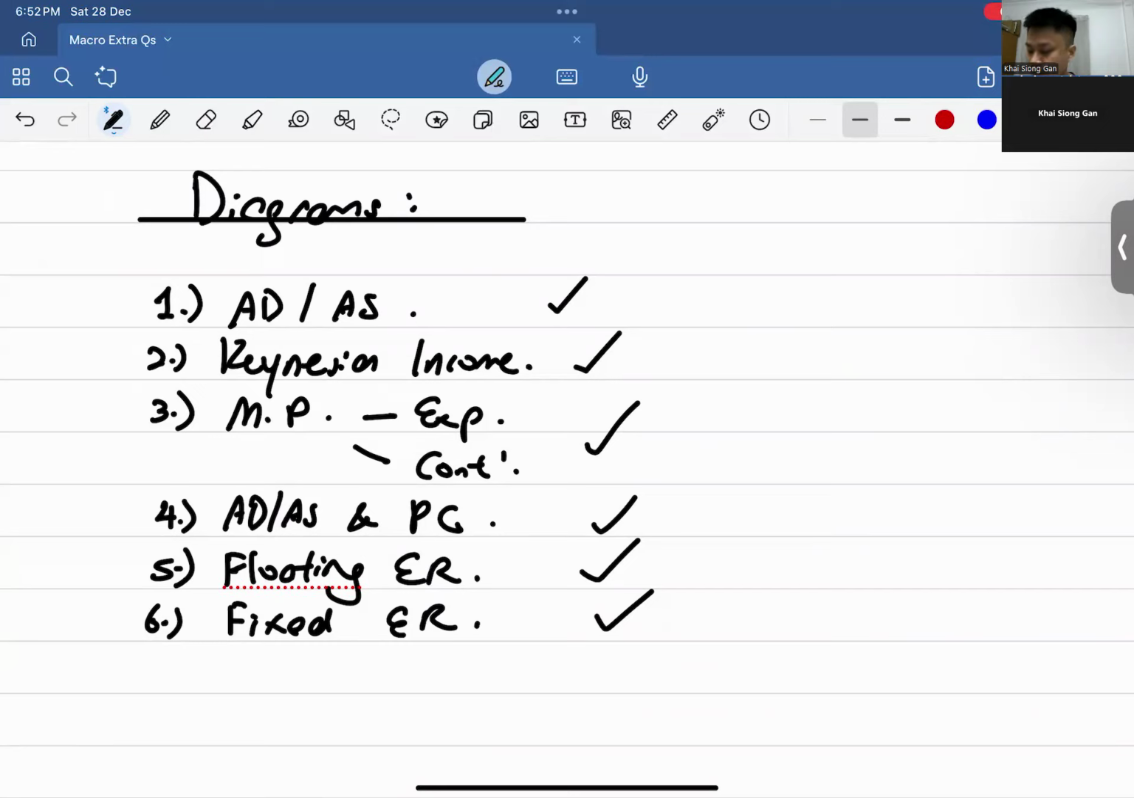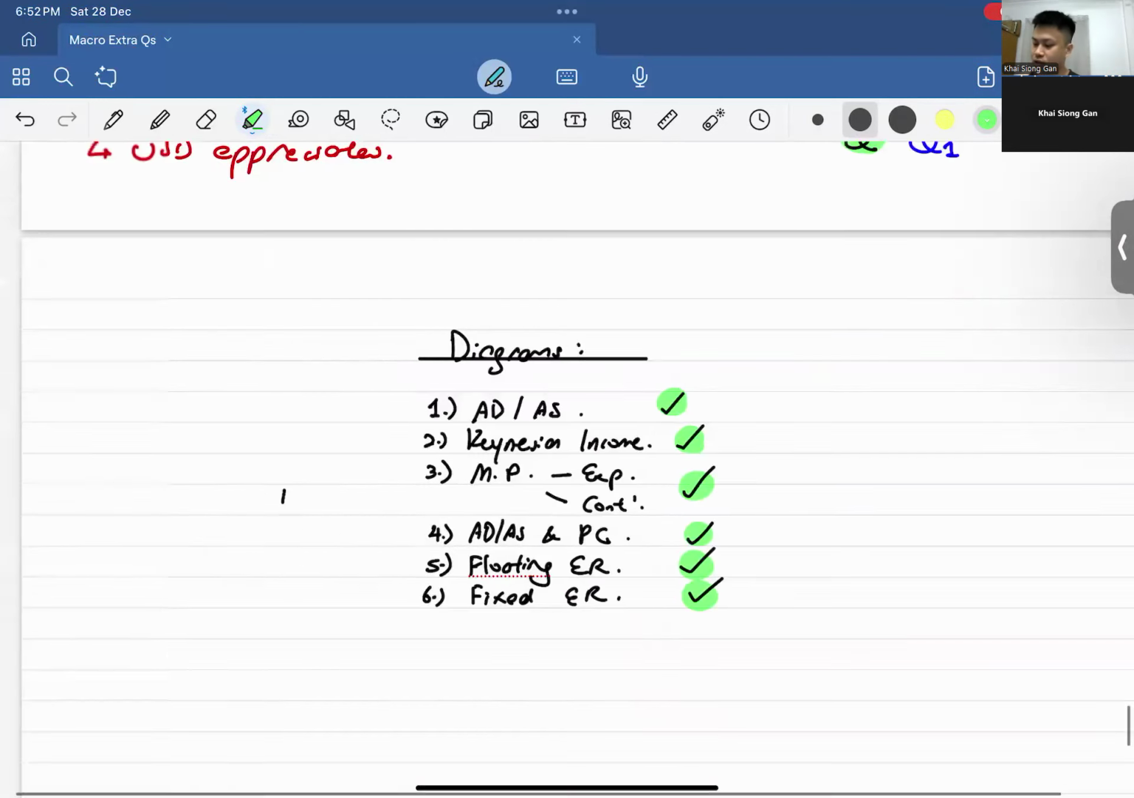Okay. So you see from here, you cover a majority of the graphs already. The basic ones, the important ones, all covered. 1, 2, 3, 4, 5, 6 already.